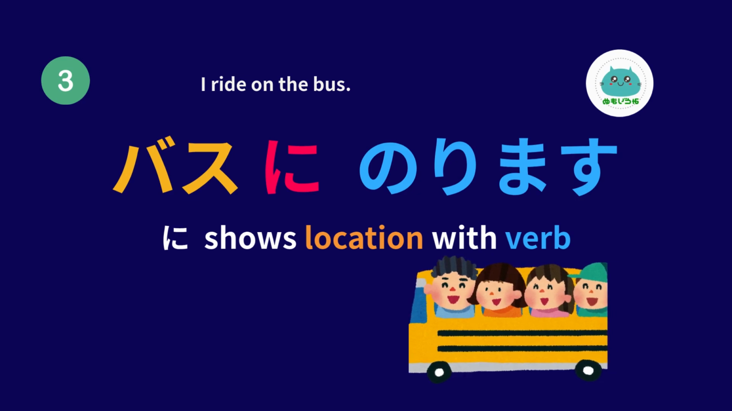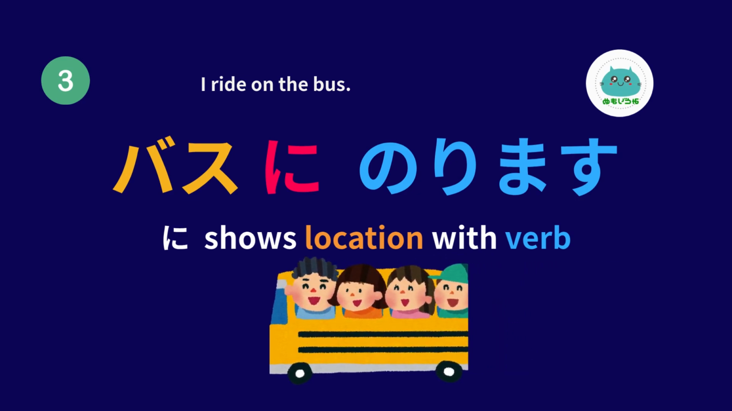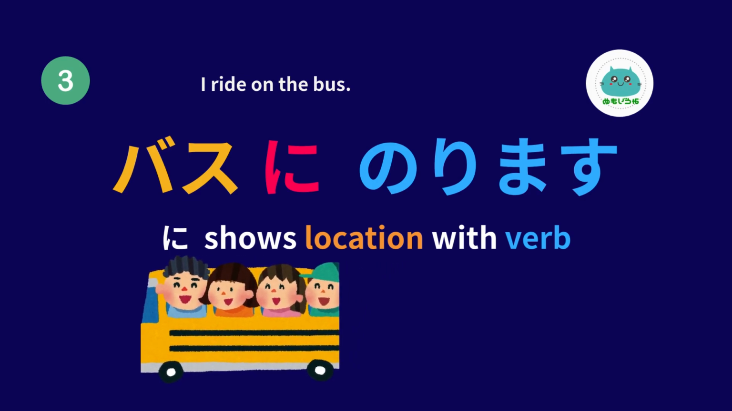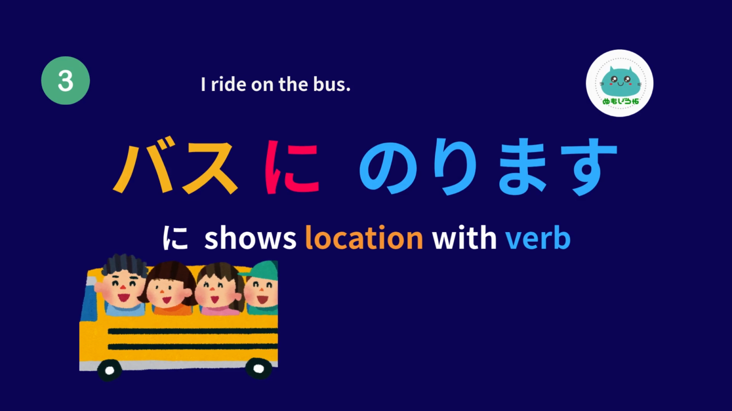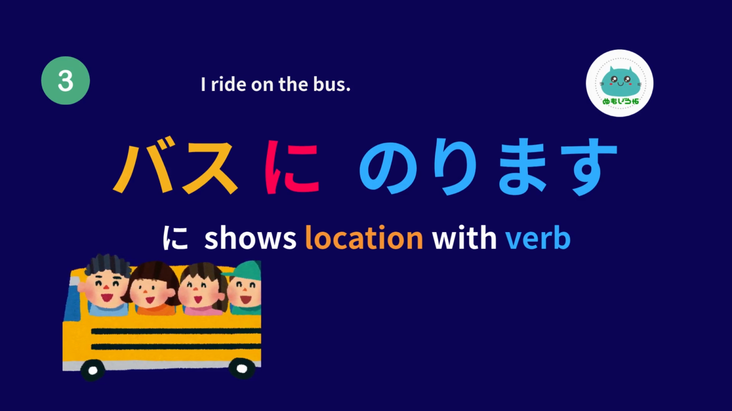So this is the third one. What does ni do? It describes location, position, or place with a verb. So for example, バスに乗ります. That means I ride on a bus. And 乗ります is a verb. に marks bus.